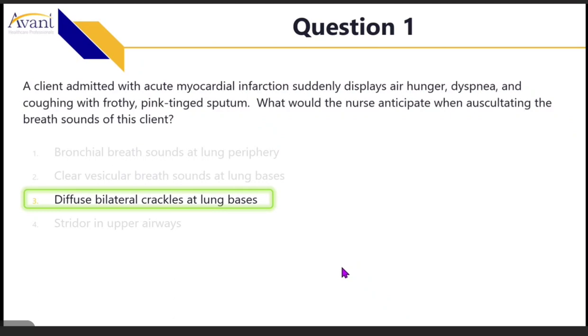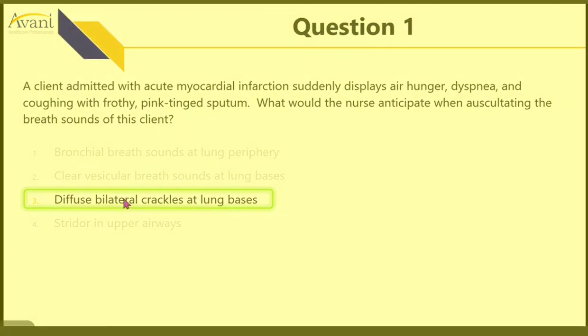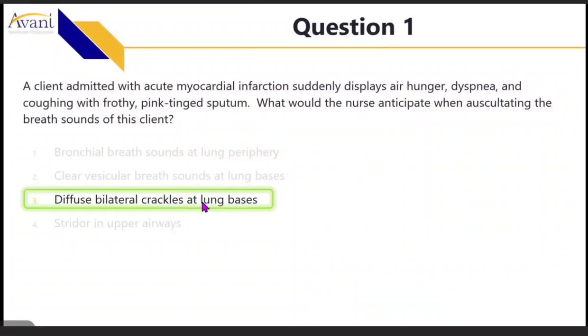Now, a little bit about strategy here, guys. This question had 2 options that were basically the opposite of each other, right? Number 2 and number 3. Number 2 was clear vesicular breath sounds at the lung bases. And then number 3 was the diffuse crackles.